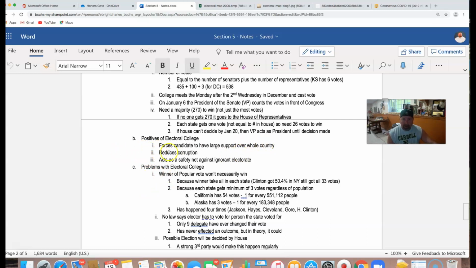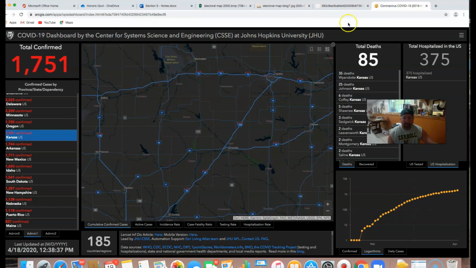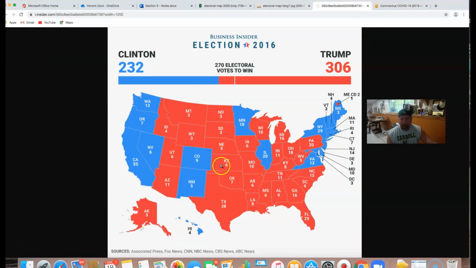It reduces corruption. Let's say there's corruption in, let's say, Louisiana, one of the most corrupt states, or Illinois, another corrupt state. Well, that corruption in Illinois or Louisiana does not affect your vote in Kansas, where we have voter ID in Kansas. So you're pretty safe to say there's less voter fraud in Kansas than there is in other states, because you have the voter ID.